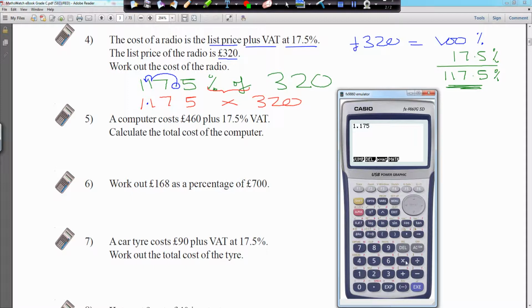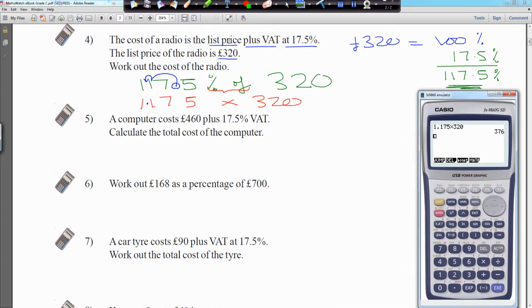So 1.175 multiplied by 320 equals 376. So the final answer is 376 pounds for that question. Now, folks, this is just one way of doing this question without using the percentage button, by changing the percentage into a decimal multiplier.